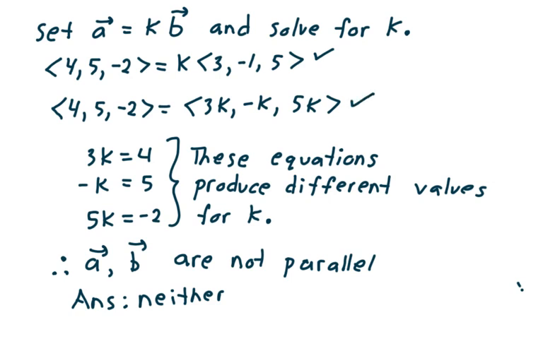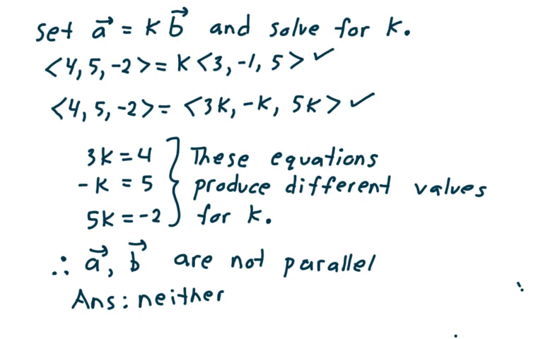And so now what we get to do is equate the components. So two vectors are equal if their corresponding components are also the same. And so what that tells me is that 3k must equal 4, negative k must equal 5, and 5k must equal negative 2. Now, if we end up solving each of these three equations for k, notice how all the values of k are different. These equations produce different values for k, right?